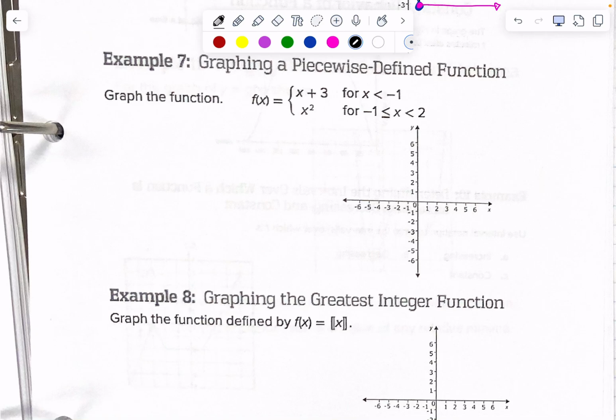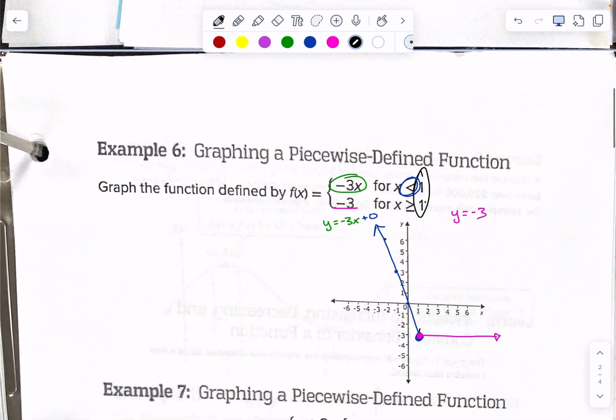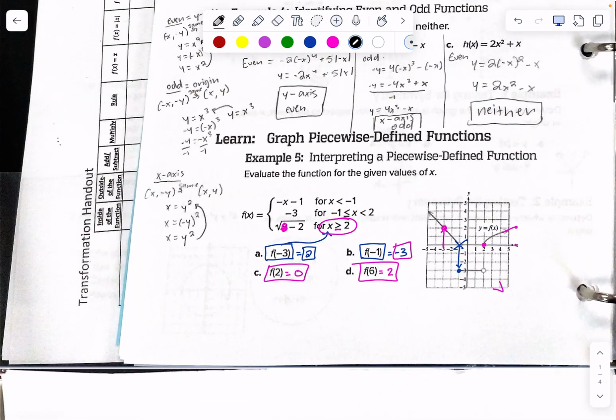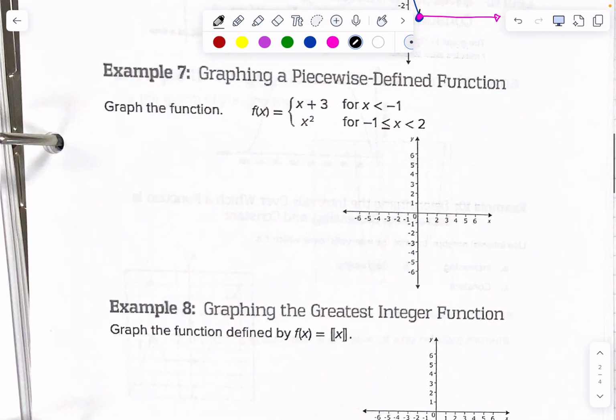So we're on example 7. We did example 6, which looks like this, and we did example 5. If you want those, you can pause. But here's example 7. Graph a piecewise function.